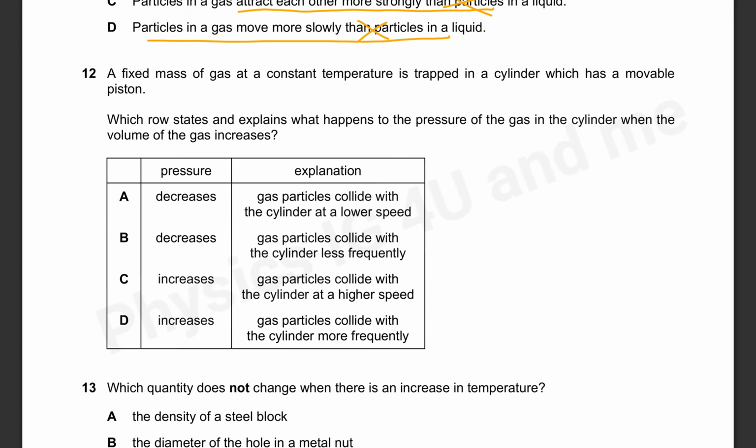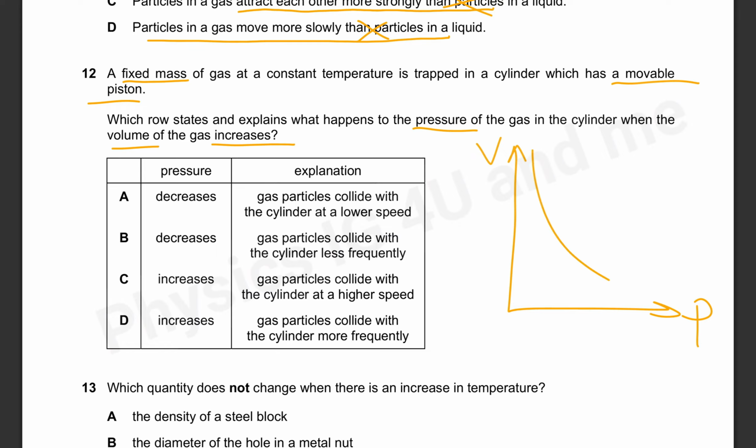Now, question 12. A fixed mass of gas at a constant temperature is trapped in a cylinder which has a movable piston. Which row states and explains what happens to the pressure of the gas in the cylinder when the volume increases? We know already that pressure and volume are inversely proportional. Remember the graph between volume and pressure, they are inversely proportional. Okay, so more volume, less pressure.